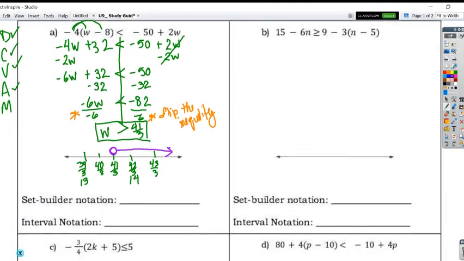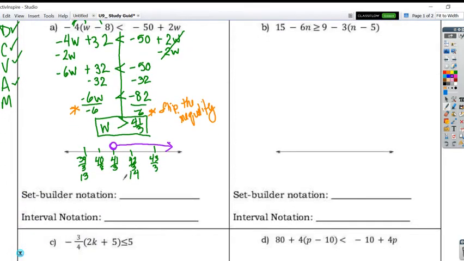Now, to write that out in set builder notation, remember, set builder always begins and ends with the curly braces. Introduce the variable that you are talking about. It was W in this case. Do your vertical bar for such that to say we're done with our introductions. Now we're ready to talk about the math. And whatever your solution was gets filled in. So W is greater than 41/3.